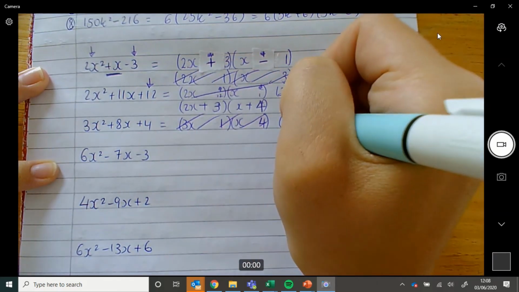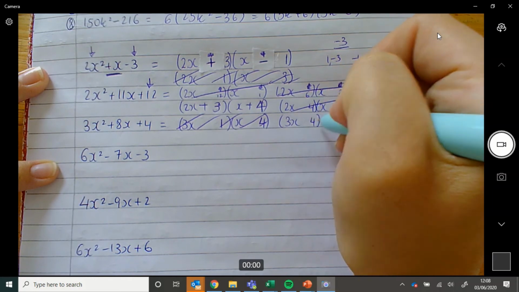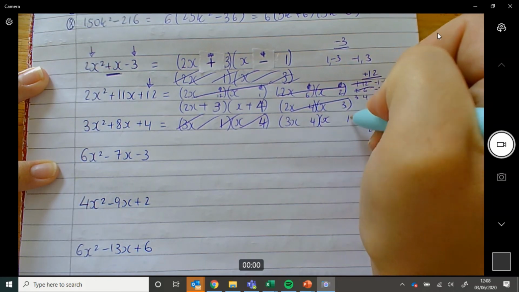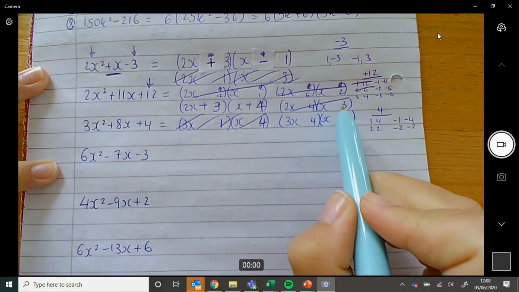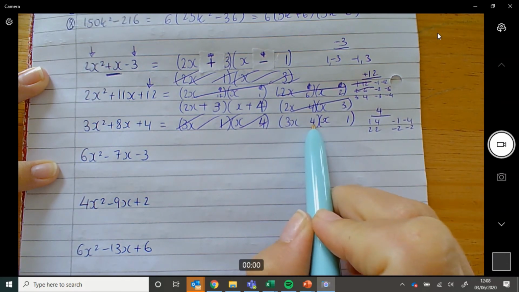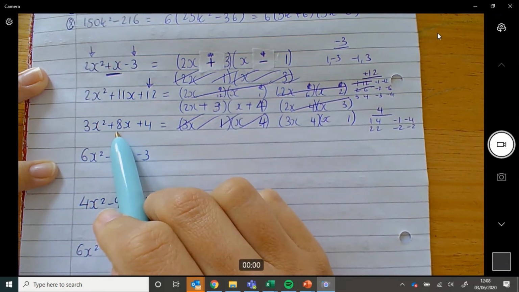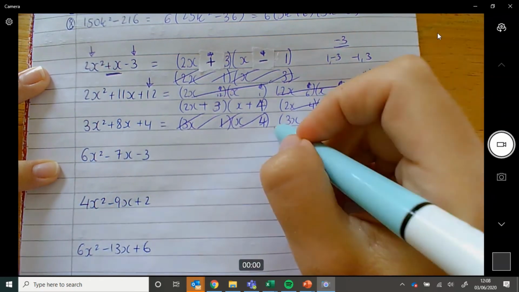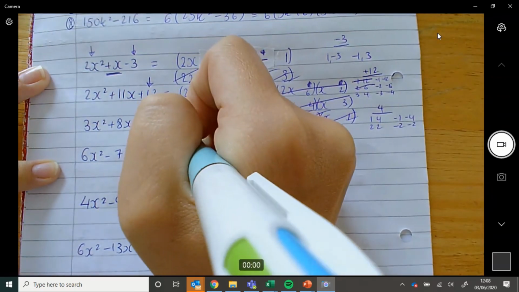So I try another combination. I swap them over. 3 times 1 is obviously 3. 4 times 1 is 4. 3x and 4x would make 7x, not 8x, so it can't be that way round. So I try the last combination.